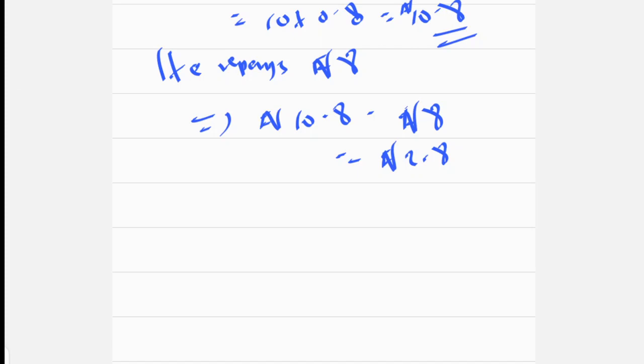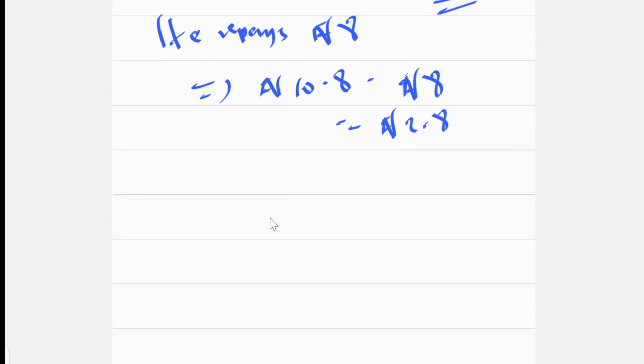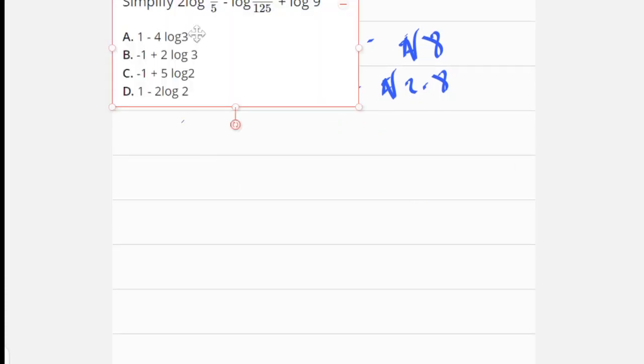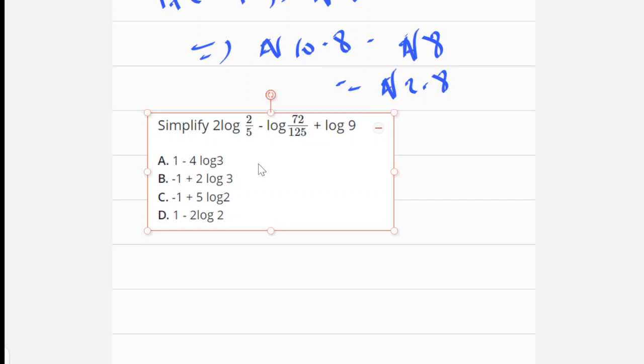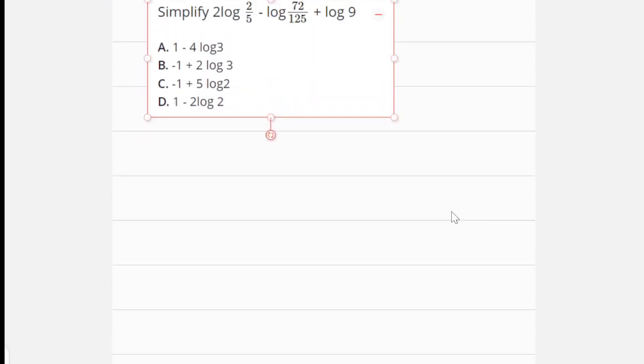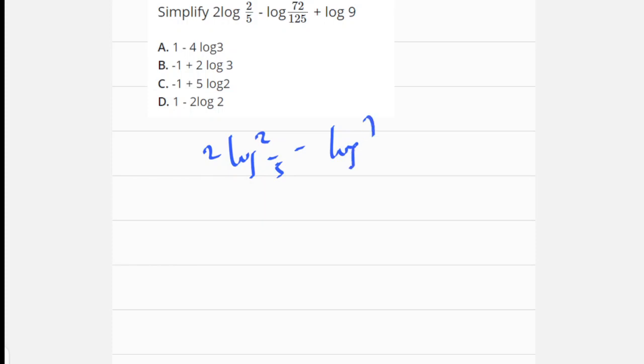Okay, now another question. So this question is on logarithm. Since you know that logarithm and indices used to come out yearly, although I've applied some concepts of indices in the previous question and in the last videos. So let us check it. How do you solve this one as well? You have 2 log 2 over 5 minus log 72 over 125 plus log 9. I hope you understand.